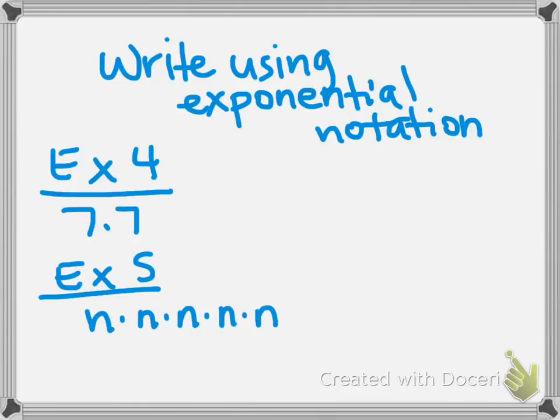Okay, the next set of problems that you're doing today is write using exponential notation. So they'll give you, as an example 4, 7 times 7, and they want you to write that using exponents. So that's 7 to the second power, because there are 2 of the 7s that are being multiplied together. On example 5, there's 1, 2, 3, 4, 5 n's that are being multiplied to each other, so that's n to the 5th power.